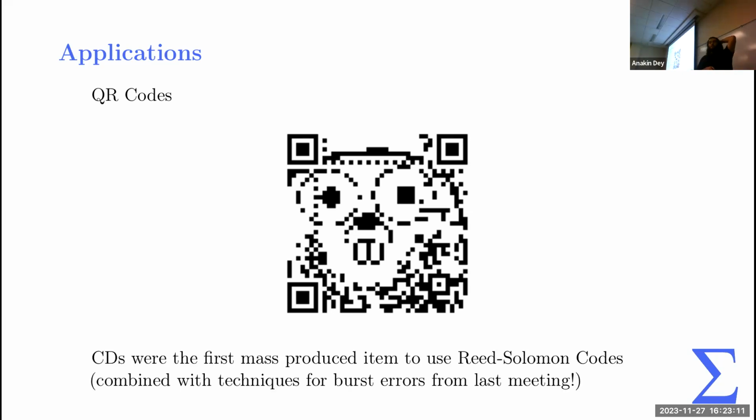And then CDs were probably the first mass-produced item to use Reed-Solomon codes, and they're combined with a lot of the burst error techniques that were covered in the last meeting. So you take Reed-Solomon codes and burst error techniques, and you get what's used in CDs for fixing scratches and stuff.